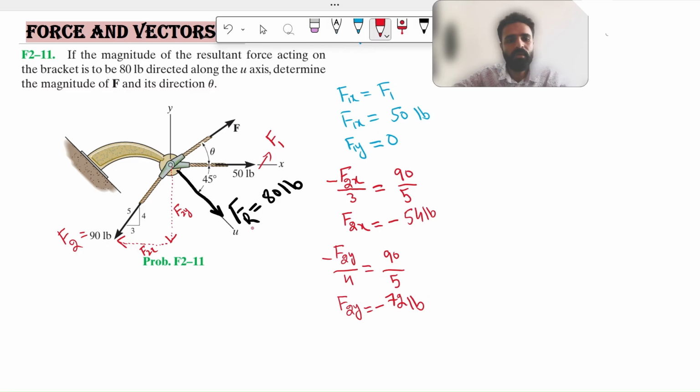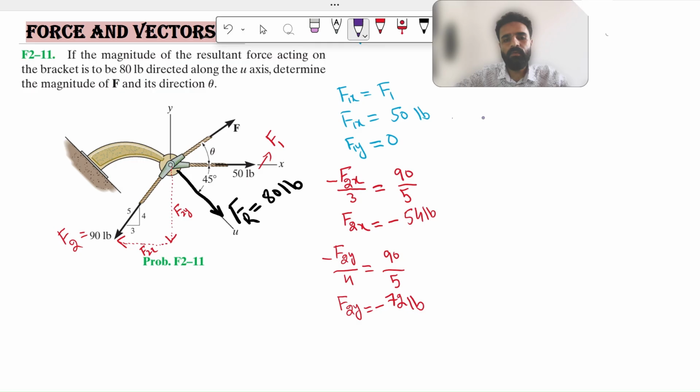Now I will be doing for the FR. So I will be finding its horizontal and vertical component. For the FR, we have this angle 45 degree. So we have this resultant force. We will be finding this y component and this x component. The x component is acting on the right side and the y component is acting downward. So the x component of this FR force will be positive and the y component will be negative.